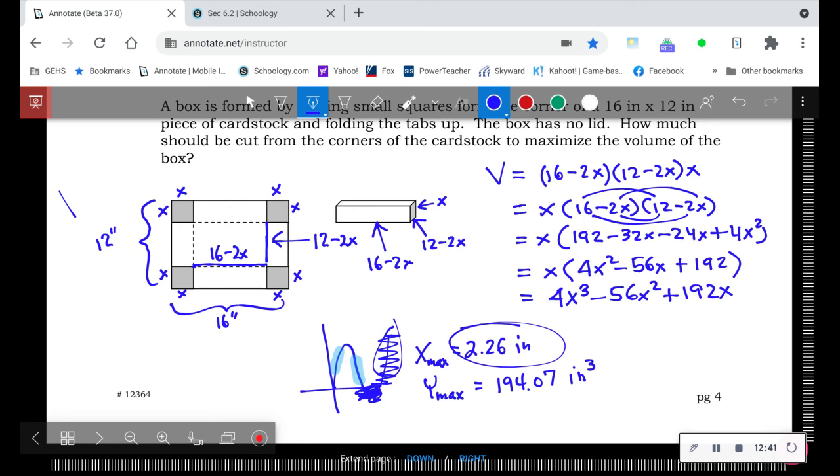Okay, that's it for this page 4 of the notes.